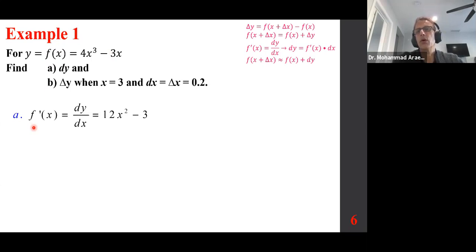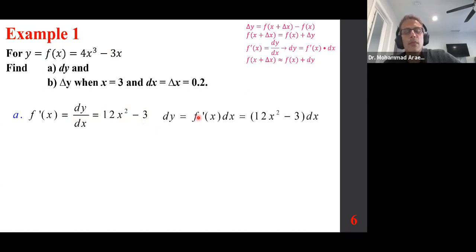Now to find dy, just write the same thing and put a dx next to it. Class, dy is the same thing, put a dx next to it. To evaluate this, we need x and dx. x is what? 3. dx, or delta x, is what? 0.2.